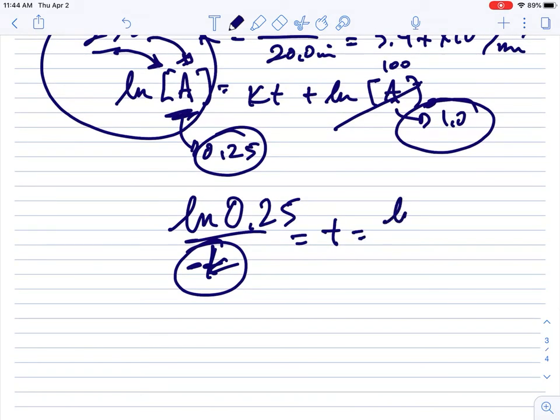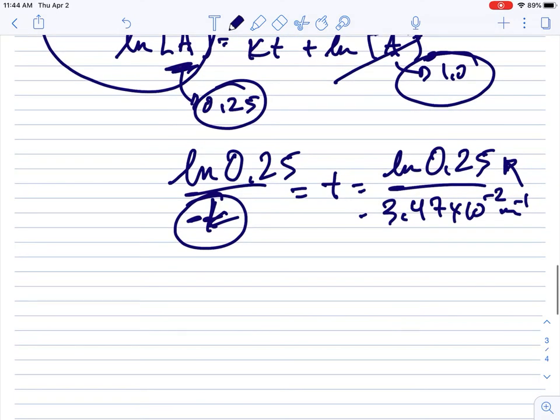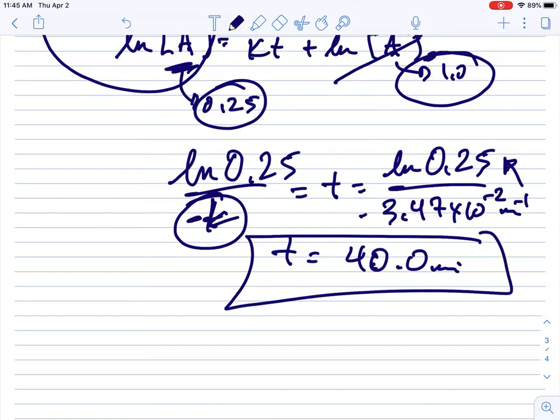So I'm going to take the natural log of 0.25 and divide that by negative 3.47 times 10 to the minus seconds, minutes to the negative 1. So the minute's going to flip up, life is going to be good. I get a value of, oh, that was horrible, 40 minutes, okay?